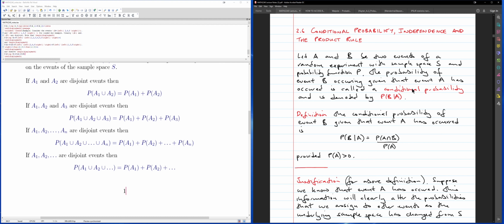Alright, now the good thing about this conditional probability is there's a way to calculate it given what we already know. If we want the probability of B given that A has occurred, that probability is the probability of A intersect B divided by the probability of A. This formula only makes sense provided that the probability of A is bigger than 0.